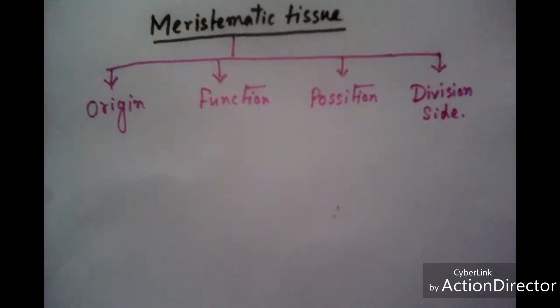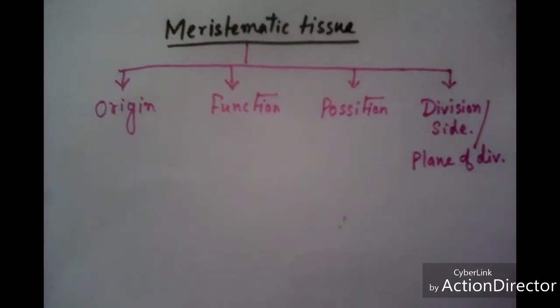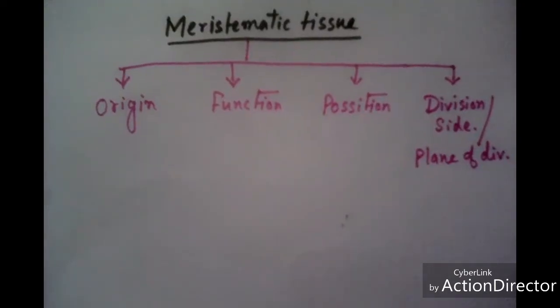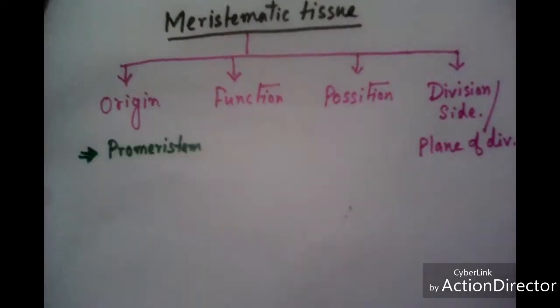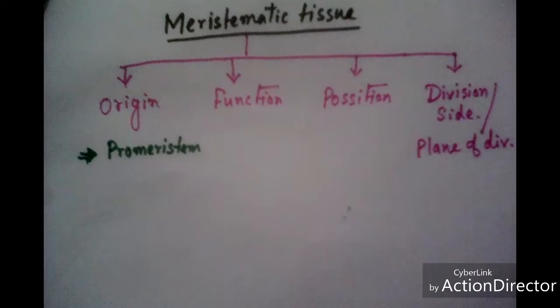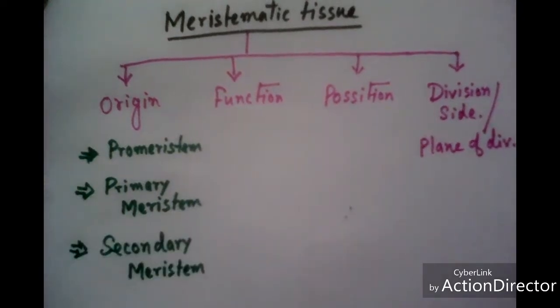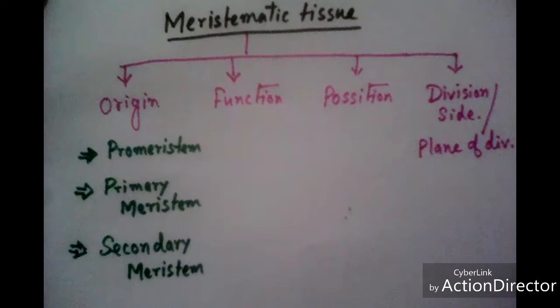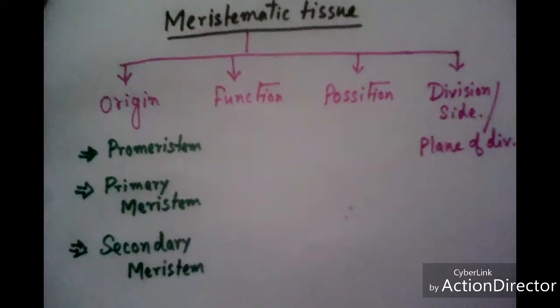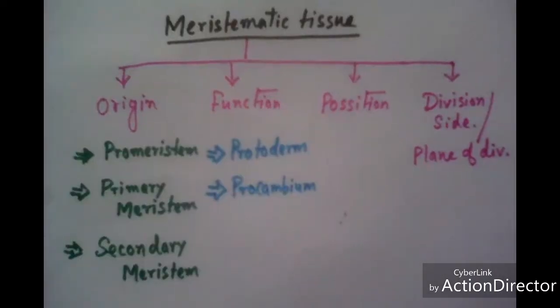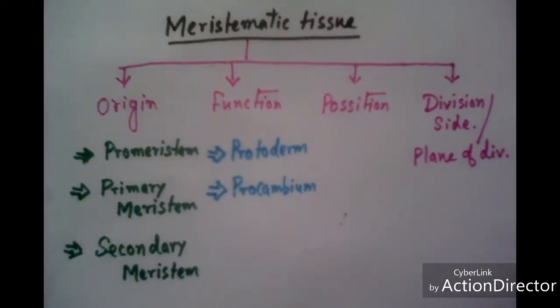Now, according to origin, meristematic tissue is divided into three types: promeristem or promeristematic tissue, primary meristem or primary meristematic tissue, and secondary meristem or secondary meristematic tissue. According to their function, meristematic tissue is divided into three types: protoderm, procambium, and ground meristem or ground meristematic tissue.